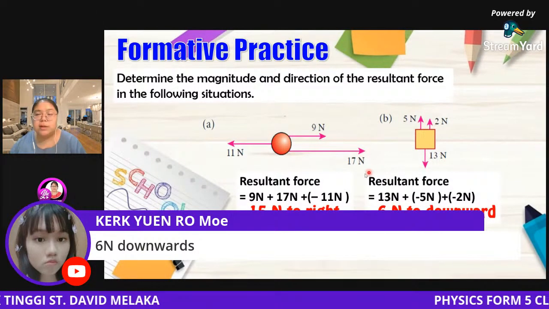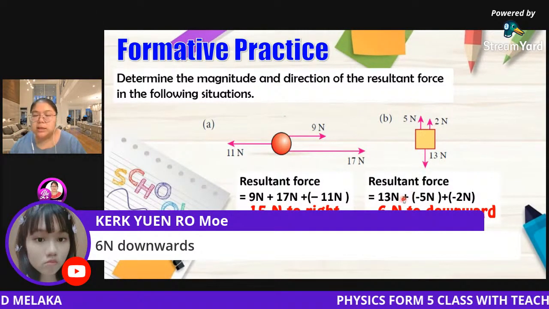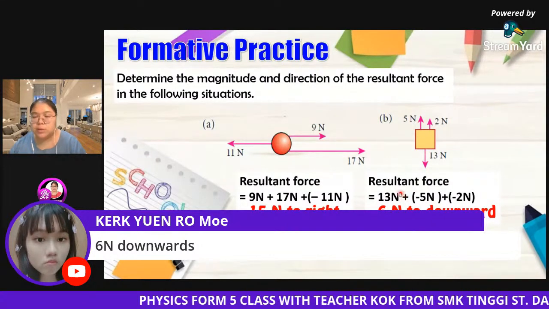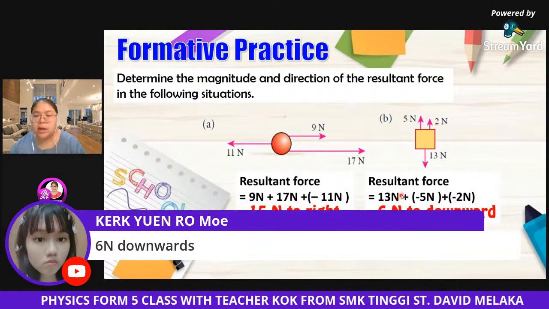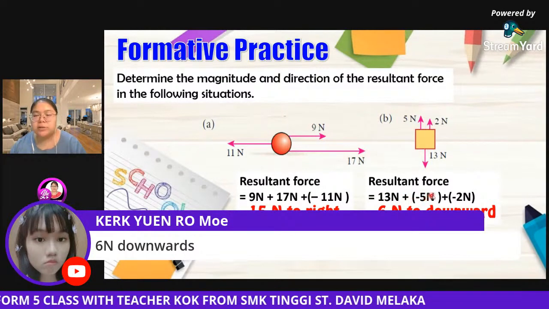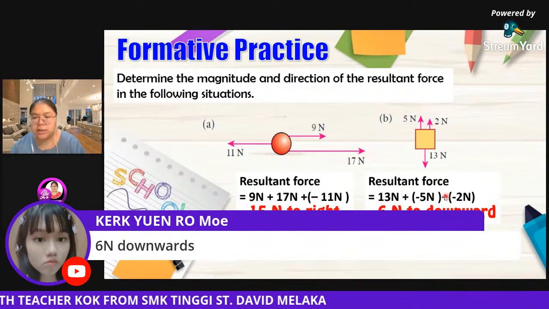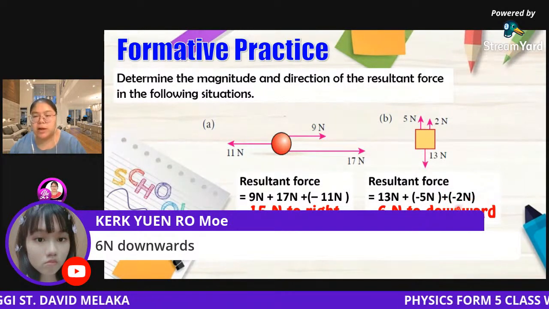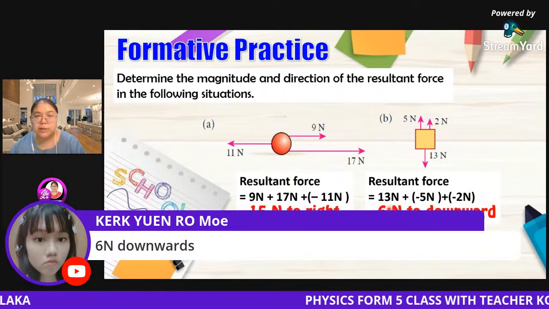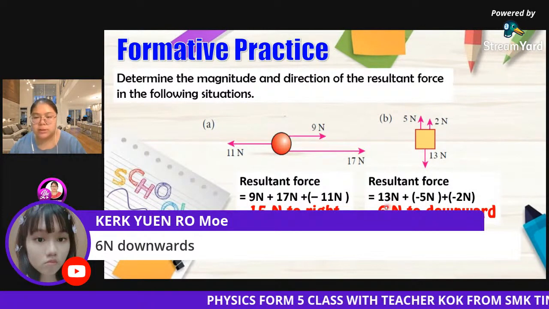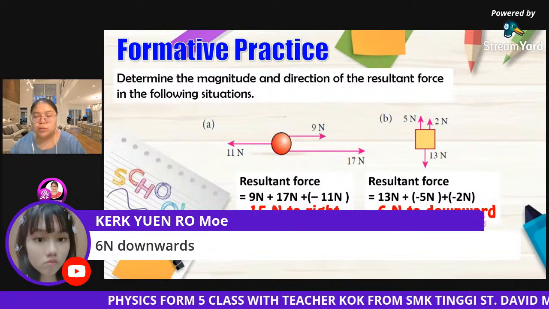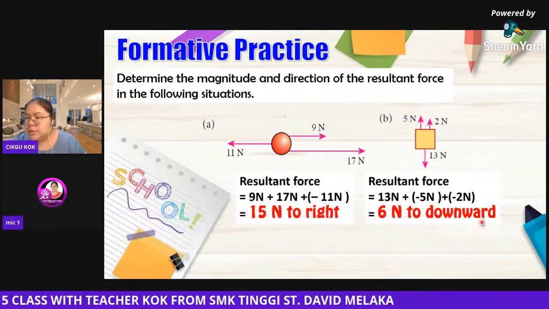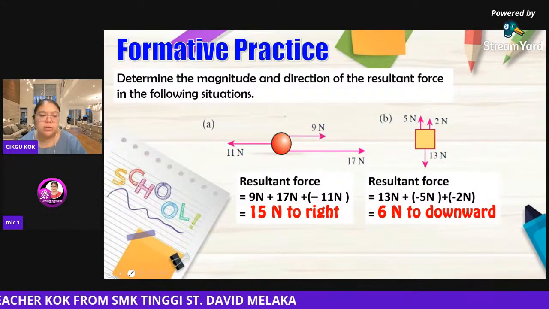Okay, so this one is a calculation. I showed it. 13 Newton goes down, and this one is the biggest, so I take this one as positive. Minus 5, because the 5 Newton is in the opposite direction. I also put the negative 2 because it is the opposite direction. Finally, I get a positive answer, which goes downwards. So I put 6 Newton downwards. Okay, the answer is correct. Then we go to the next question.